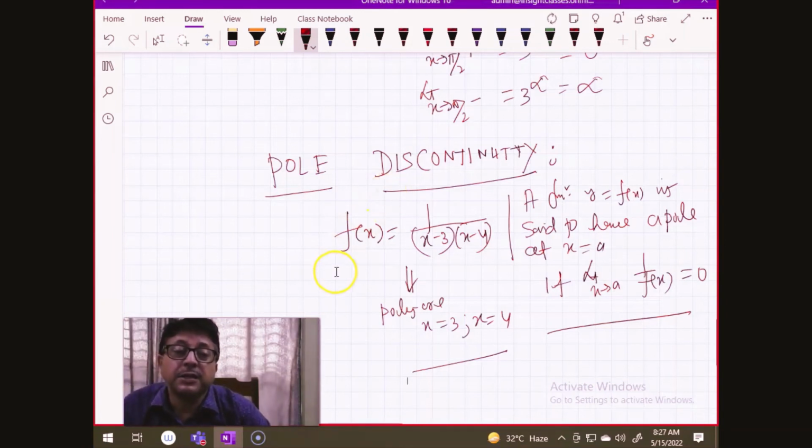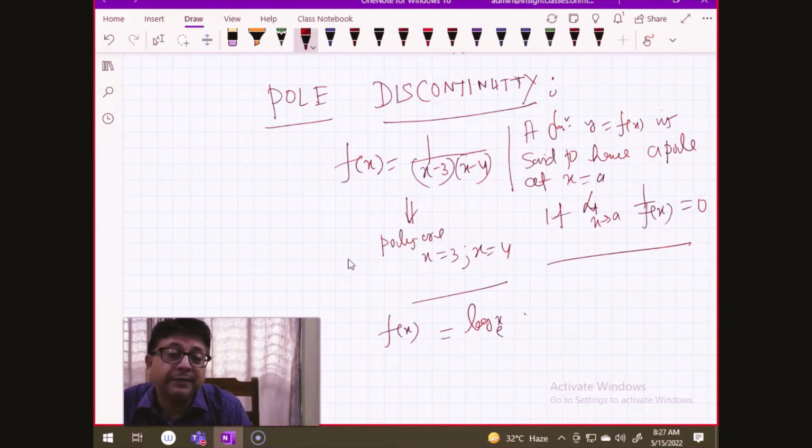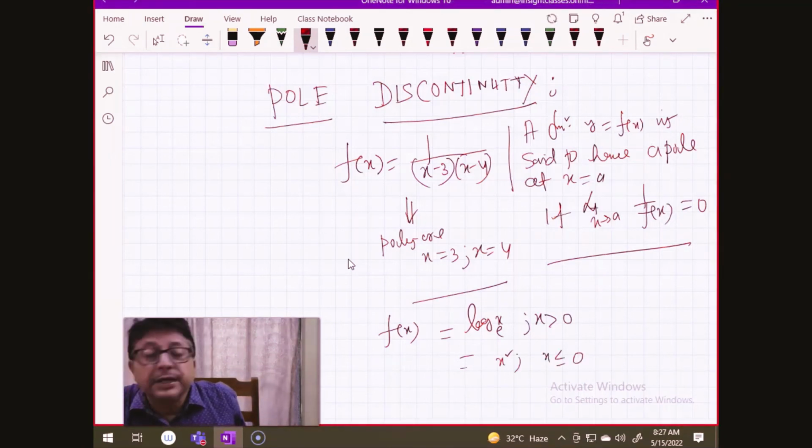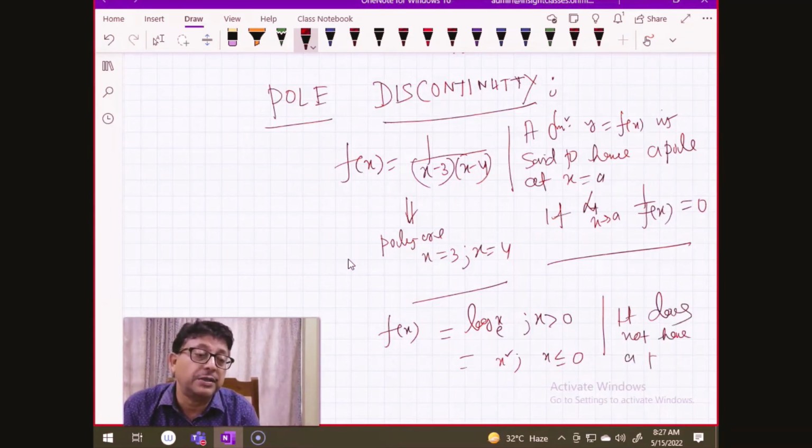But if we define the function in this manner, f(x) equal to log x for x greater than 0, and equal to x square for x less than or equal to 0, this doesn't have a pole discontinuity. Why?